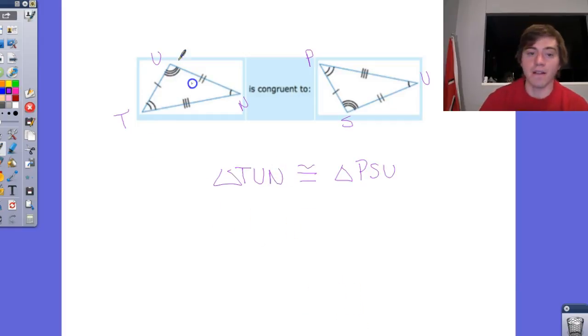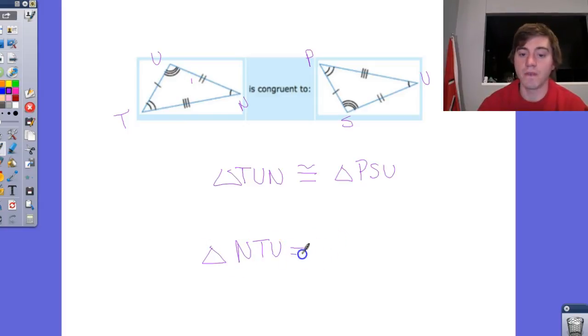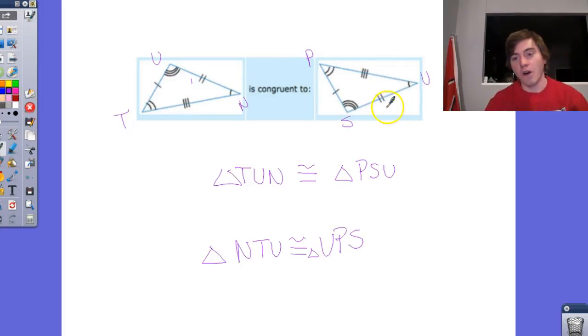Okay? Let's say I named this one first. I want triangle NTU. That's congruent to, let's see, N is corresponding with U. Whoops, forgot my triangle symbol. N goes with U, and then T goes with PS. Okay? Name one, find the corresponding, and match them up.